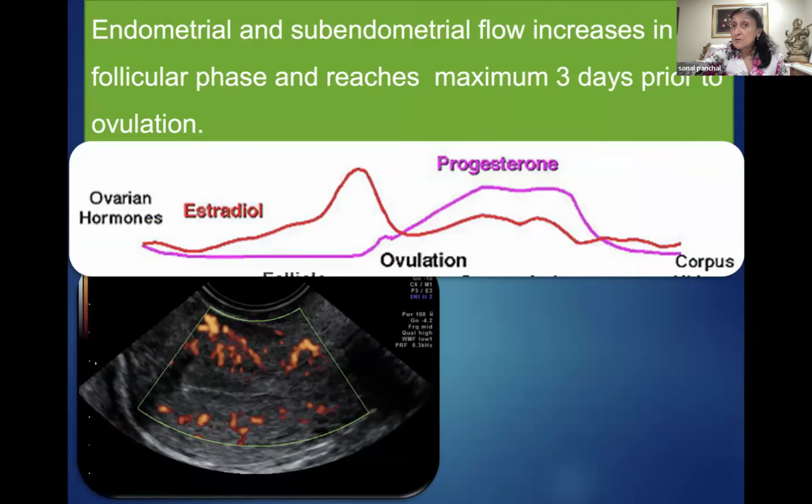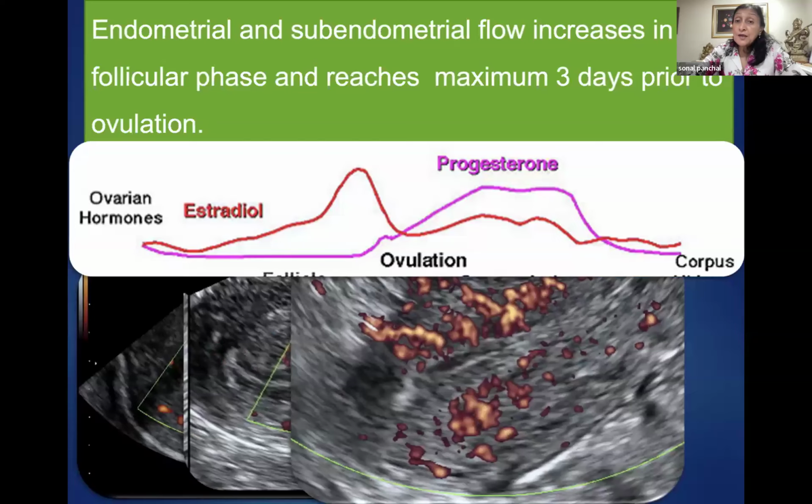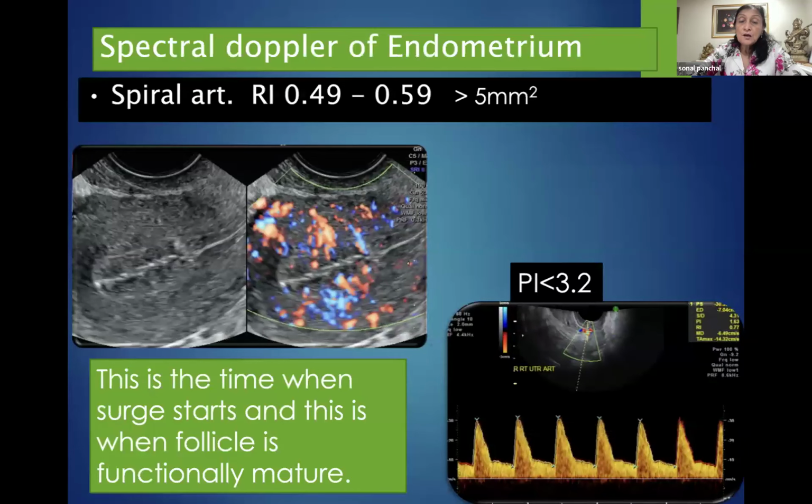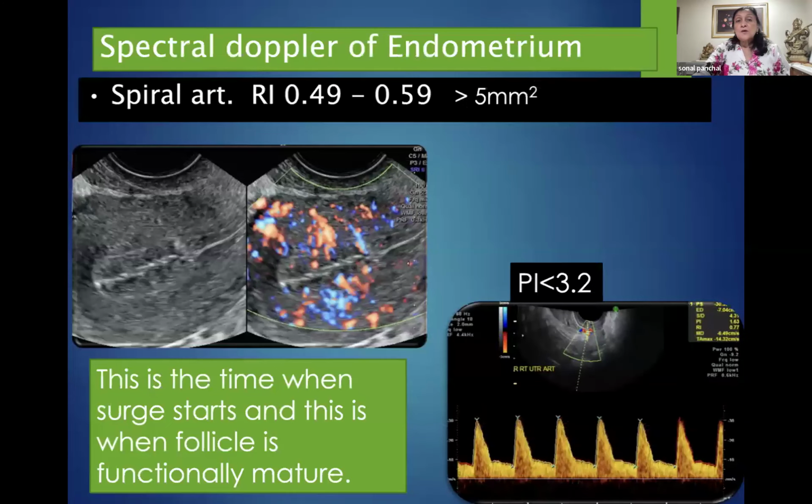And the vascularity, as we know, is the second sign to tell us that the estrogen level is rising. Endometrial and the subendometrial flow increases in the follicular phase, reaches maximum about 3 days before the ovulation in natural cycles, 2 days before the ovulation, same time as the follicular flow starts, follicular RI falls for the stimulated cycles. But very interestingly, another phenomenon occurs. And this RI reaches about 0.6 highest.